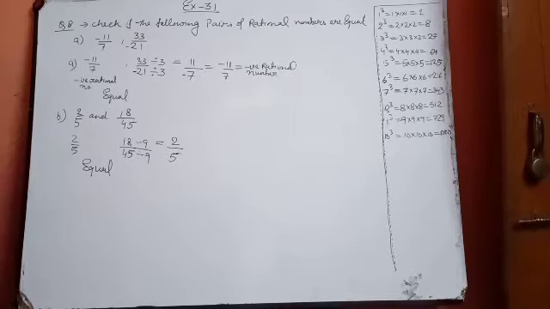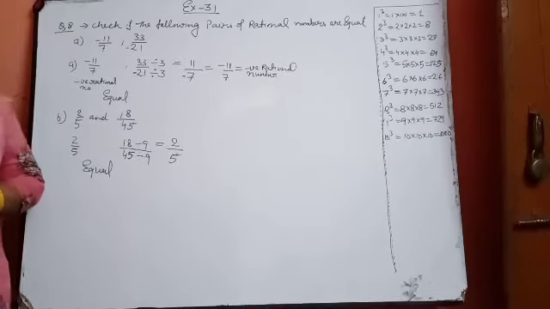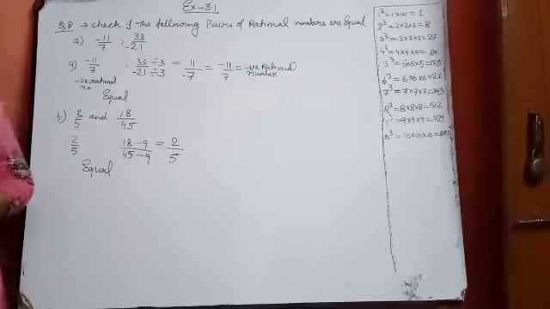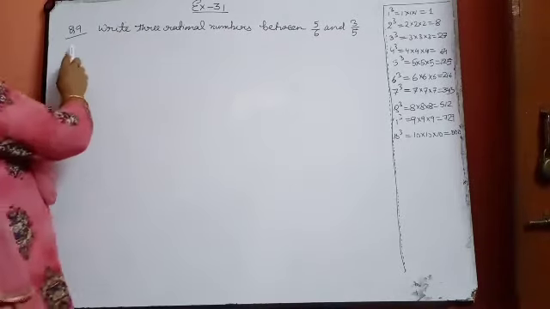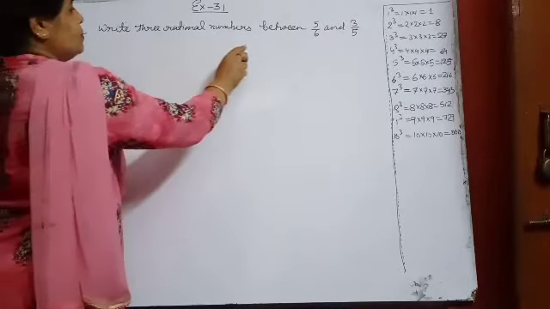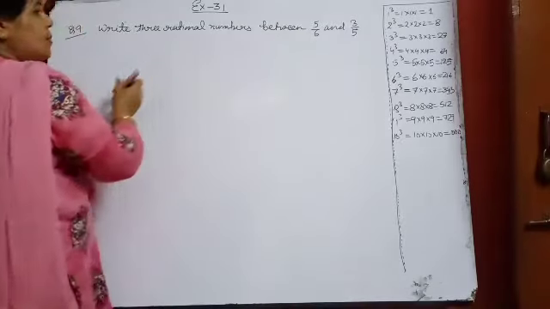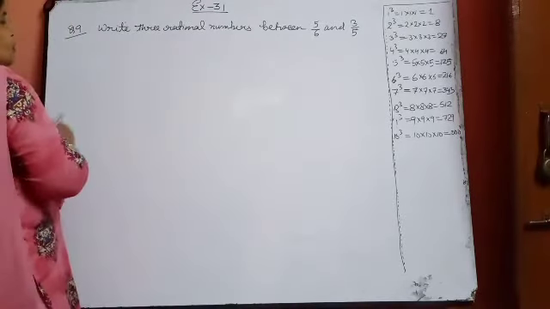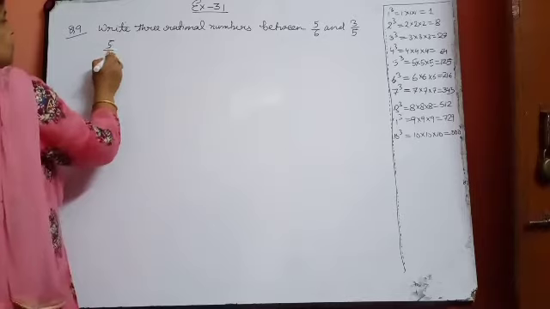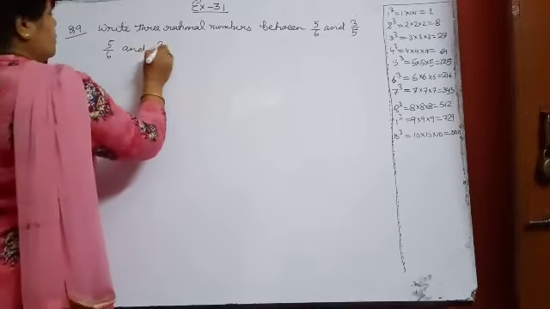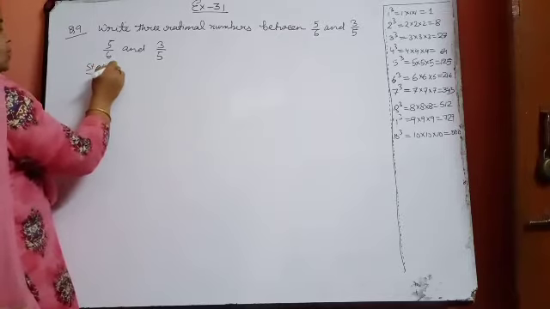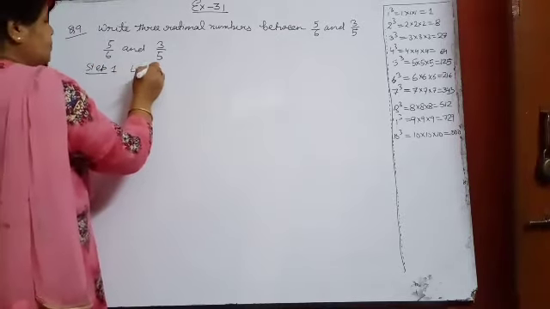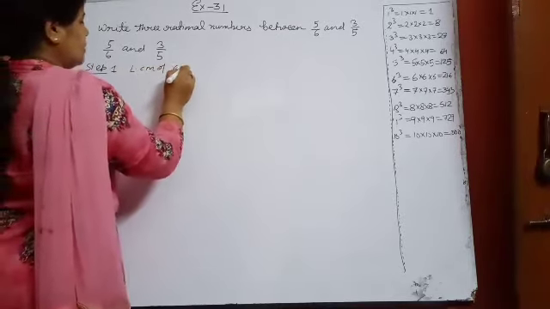Afterwards I am moving to question number 9 now. Now see, beta, question number 9. Write 3 rational numbers between 5 upon 6 and 3 upon 5. So how will we do this question? First write 5 upon 6 and 3 upon 5. In the first step you will take the LCM. Step 1, take the LCM of 6 and 5.